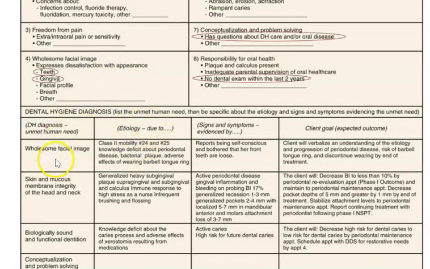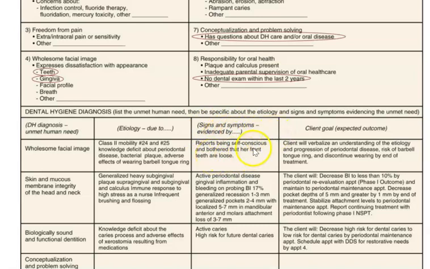So why is this an unmet human need, and what signs and symptoms do you see that makes this an unmet human need? So we're going to go over some of them, and then we also come up with a goal. How can we address this unmet human need? So for example, wholesome facial image, you can see here that teeth is circled. So the signs and symptoms need to be brought over here because signs and symptoms go over here. Okay, and we usually say evidence by the signs and symptoms.